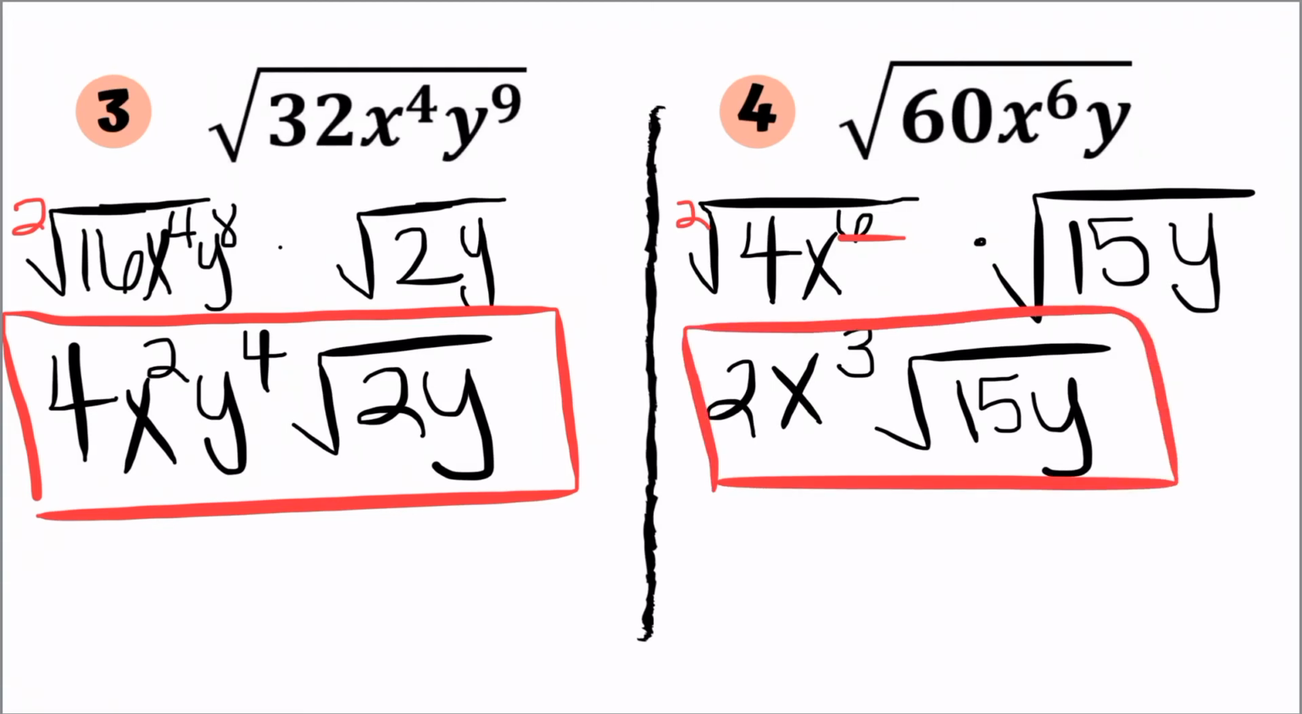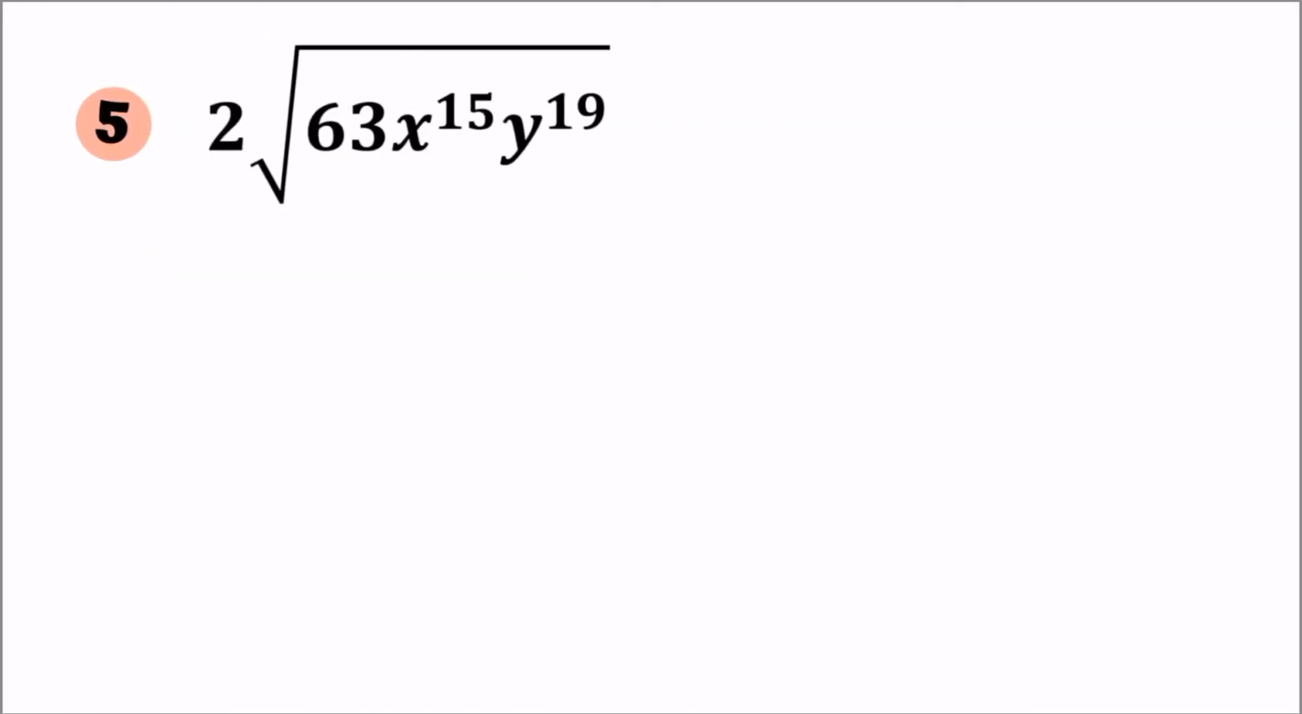We're going to take a look at one more. This one, last one, is a little bit longer problem. Has a lot going on. So if you notice on this problem, we have a coefficient out in front. This is 2 times the square root of 63x to the 15th y to the 19th. So if you have a coefficient, that just means you're going to multiply everything by it. So I'm just going to bring that one down.